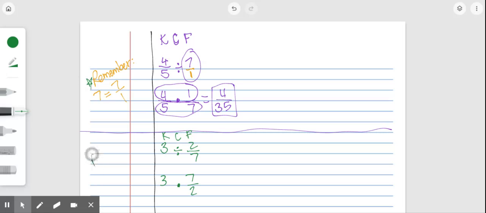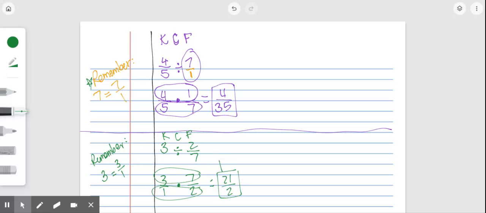I need to remember that since 3 is a whole number, 3 is the same as 3 over 1. So I need to put it over the number 1. Okay. And now I can multiply straight across. 3 times 7 is 21, and 1 times 2 is 2. 21 halves. This is an answer.